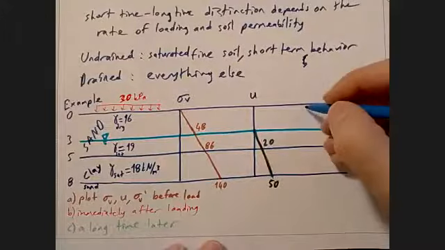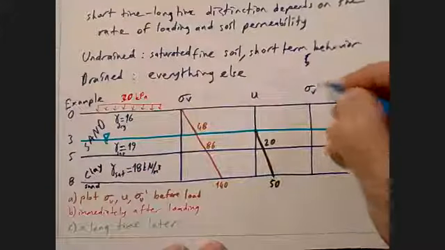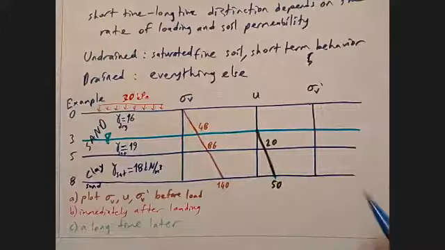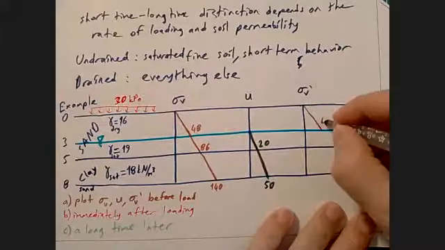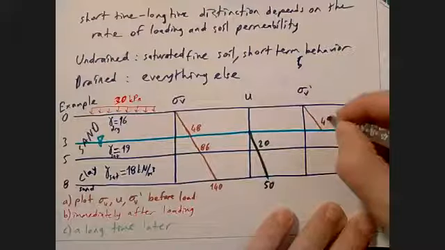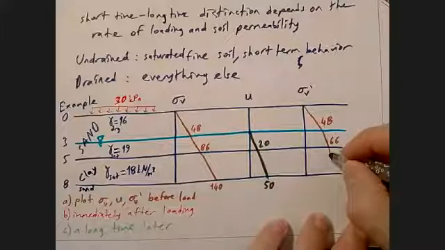And then my vertical effective stresses are going to go like this. It goes to 48 here. Then 86 minus 20 is 66. Then 140 minus 50 is 90.